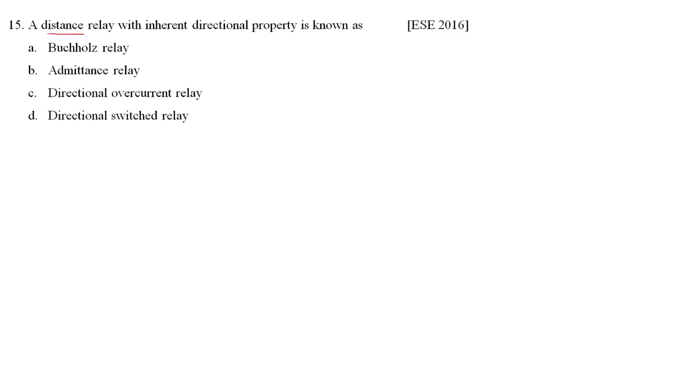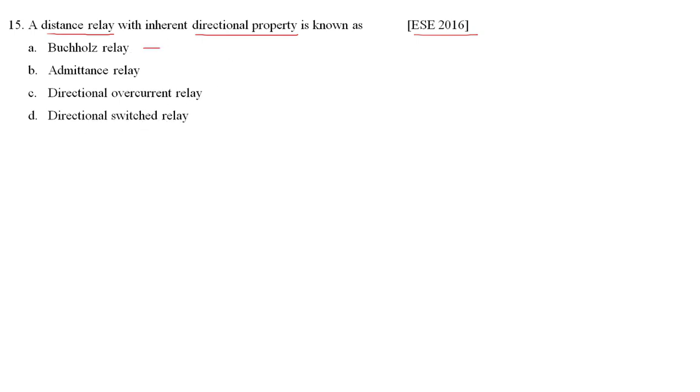A distance relay with inherent directional property is known as. Again, this question was asked in Engineering Services Exam 2016. Option A, Buchholz relay. Option B, admittance relay. Option C, directional overcurrent relay. Option D, directional switched relay.